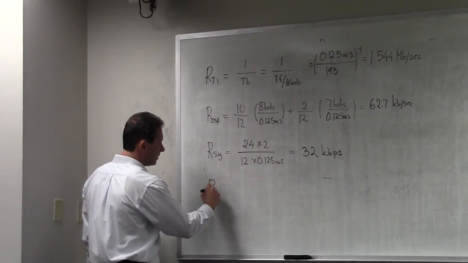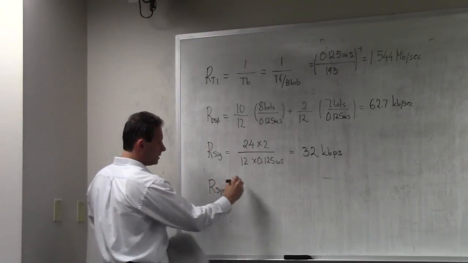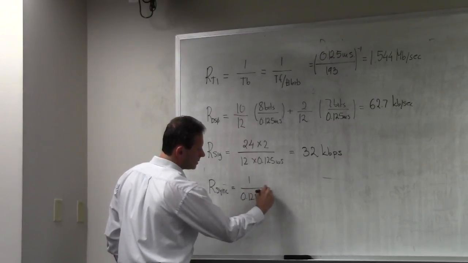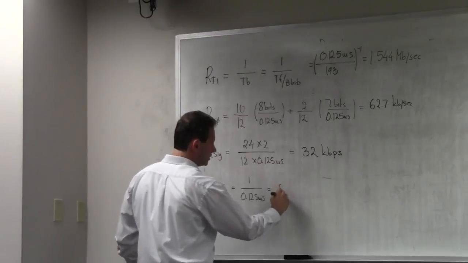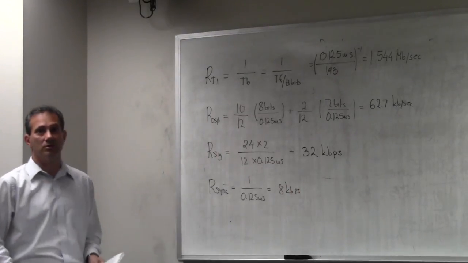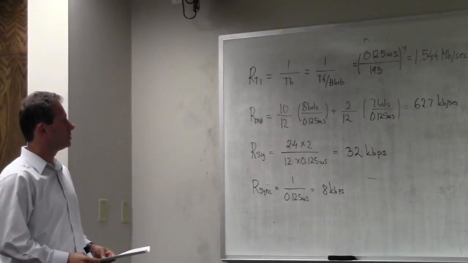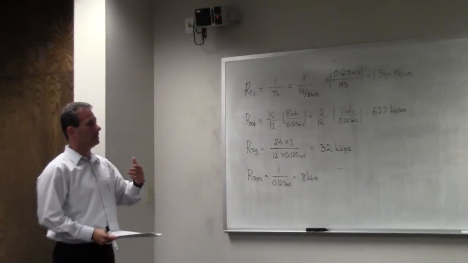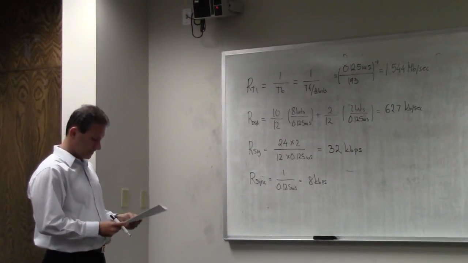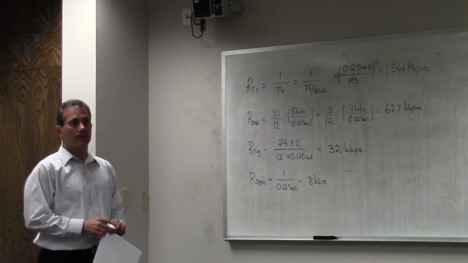And what is the data rate for synchronization? Well, I have 1 bit every 0.125 milliseconds, so this is 8 kilobits per second that I dedicate to synchronization. So the synchronization overhead is relatively small, which is okay, because these are landlines, so you can synchronize your clocks relatively easily. Okay? Any questions here?